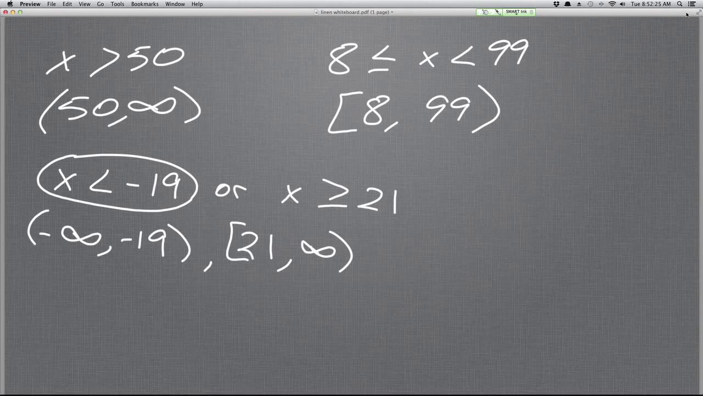Any questions on interval notation? The key is getting the smallest number in the set, getting the biggest number in the set, and then determining if it's parentheses or brackets. That's all there is for interval notation. Any questions on that before we move on to functions?